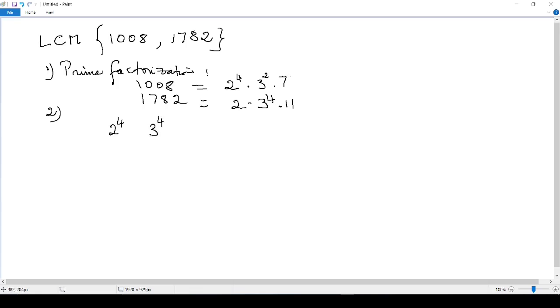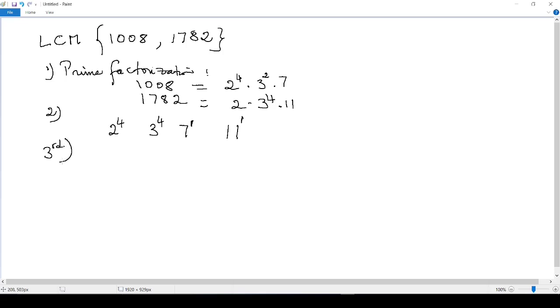We move, we have 7, right? 7 belongs only to the first number, and it doesn't belong to the second number, but we write it, and the exponent is 1. And we move, we have 11. 11 belongs to the second number, it doesn't belong to the first, so we write 11, and the largest exponent is 1.